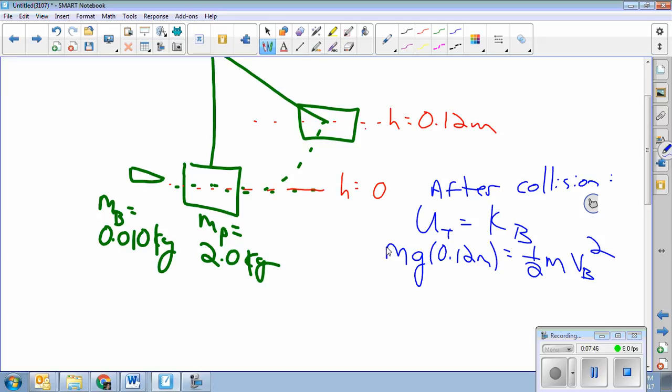So, algebraify this, we can cancel out our m's, multiply by 2, take the square root, and you find that the velocity at the bottom is, so you get 1.534, with complete disregard of significant digits.